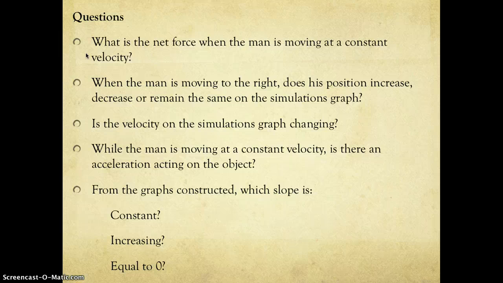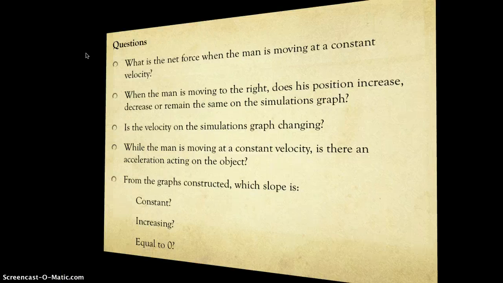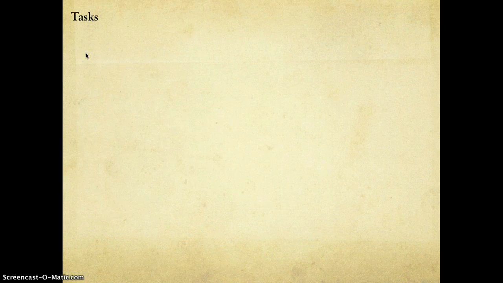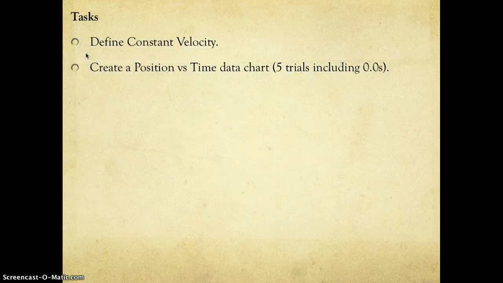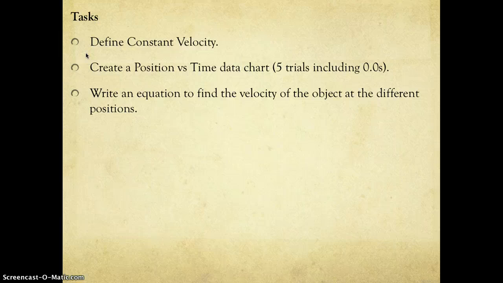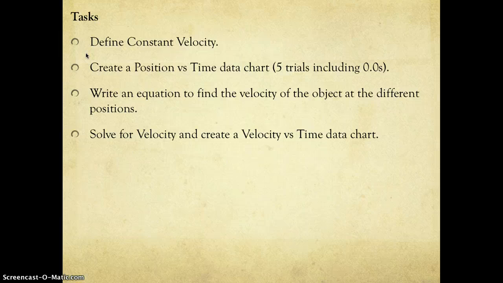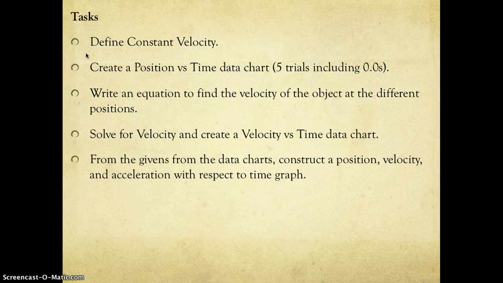And I would prefer you do the task first so that you can come back to the questions and answer them. These tasks for experiment number 1 will be: define constant velocity, create a position versus time data chart, 5 trials including 0.0 seconds, yes, you have to round it to the tenths place, write an equation to find the velocity of the object at the different positions. So this will help you solve for velocity and create a velocity versus time data chart. And in the end, from the givens from the data charts, construct a position, velocity, and acceleration with respect to time graph.